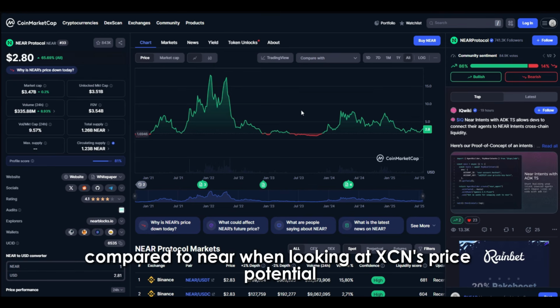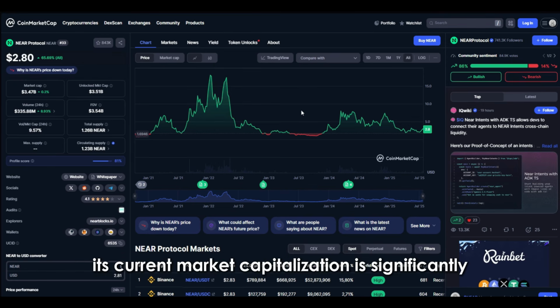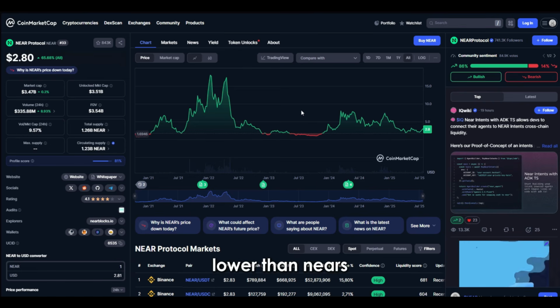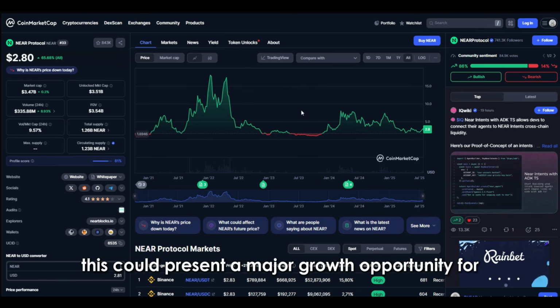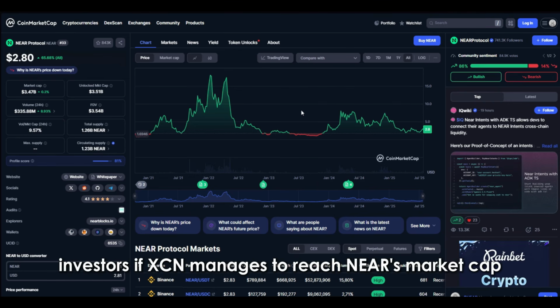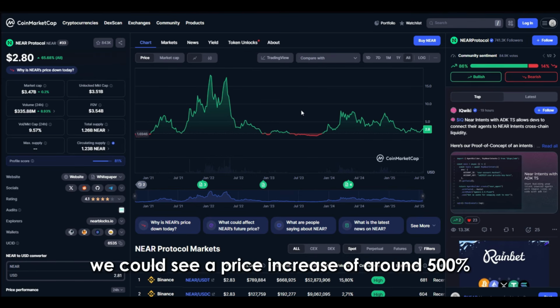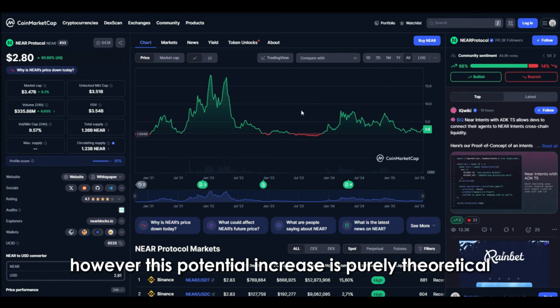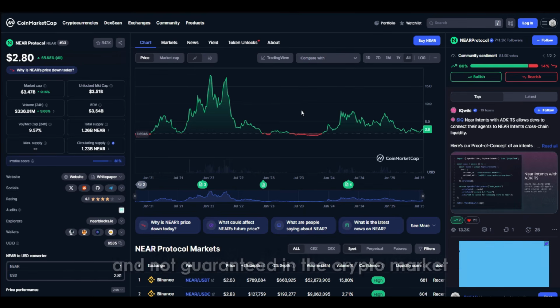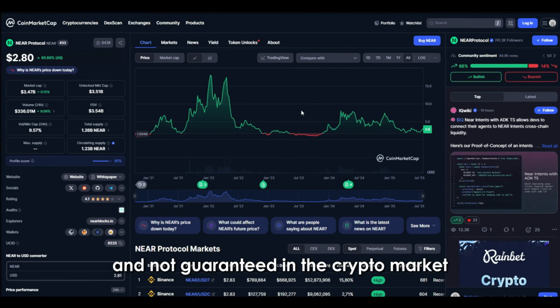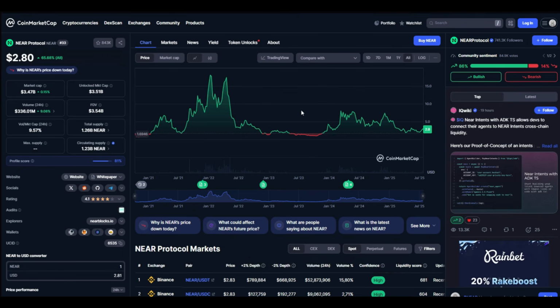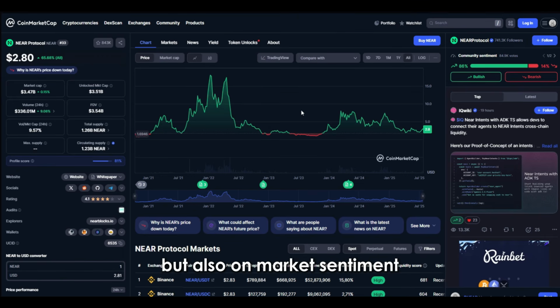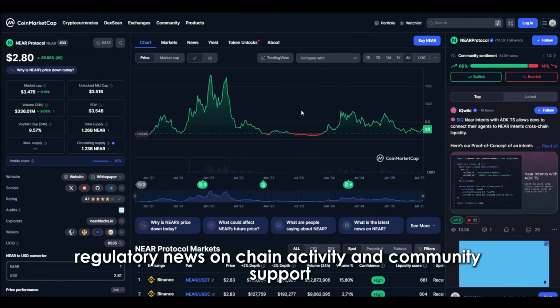When looking at XCN's price potential, its current market capitalization is significantly lower than NEAR's. This could present a major growth opportunity for investors. If XCN manages to reach NEAR's market cap, we could see a price increase of around 500%. However, this potential increase is purely theoretical and not guaranteed. In the crypto market, such a significant rise depends not only on technical indicators, but also on market sentiment, macroeconomic conditions, regulatory news, on-chain activity, and community support.